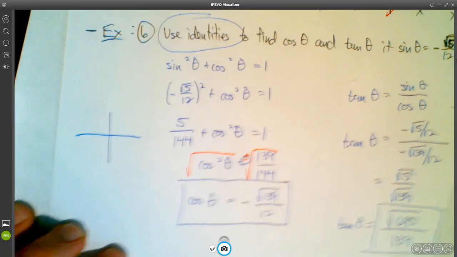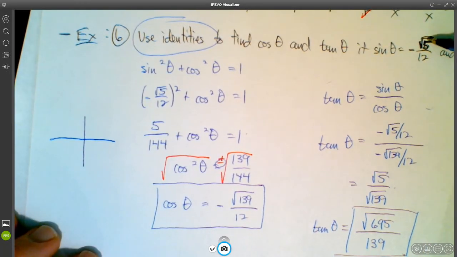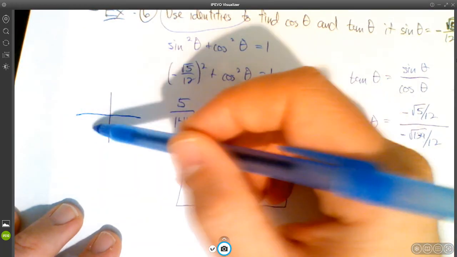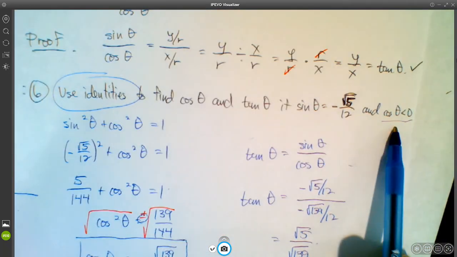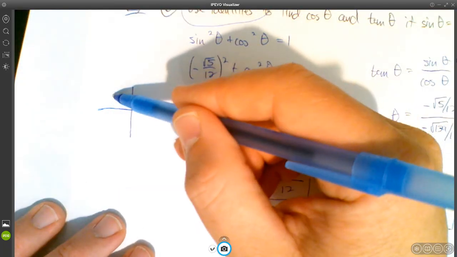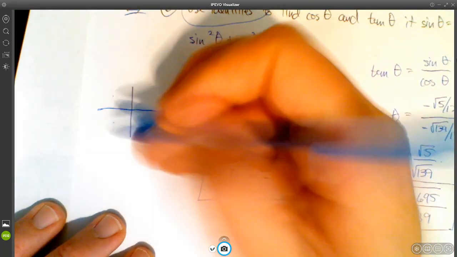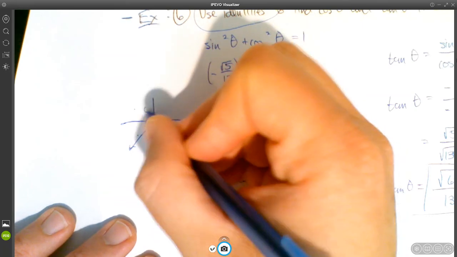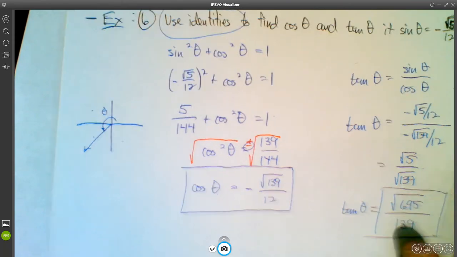So to get theta in the correct quadrant, note that sine theta is negative. Sine theta is negative in quadrants 3 and 4. So you know that theta has to be either in quadrant 3 or quadrant 4. You also are told that cosine theta is negative. Cosine theta is negative in quadrants 2 and 3. So the only quadrant where both sine and cosine are negative is quadrant 3. That must mean theta is here in quadrant 3, right? The rest is history, right? So the rest you can kind of figure out on your own.